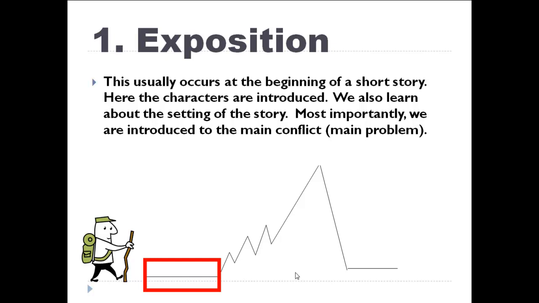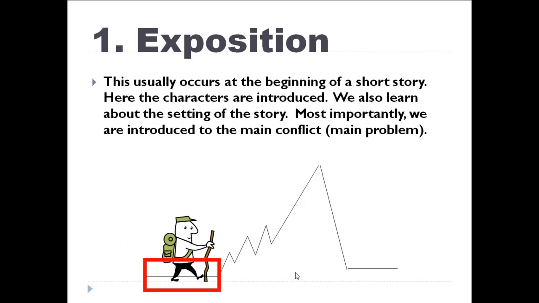In the novel we are studying, in the first chapter, we were introduced to the boys, Ralph, Piggy, Jack, and other boys. We were introduced to the setting, which was an island, a deserted, uninhabited island, and the problem was that the boys want to be rescued. All of these are introduced in the exposition.